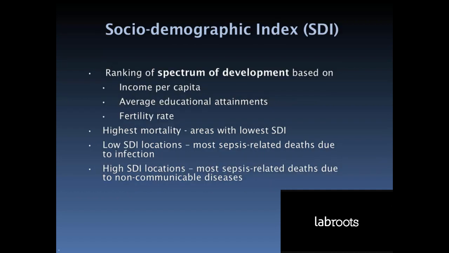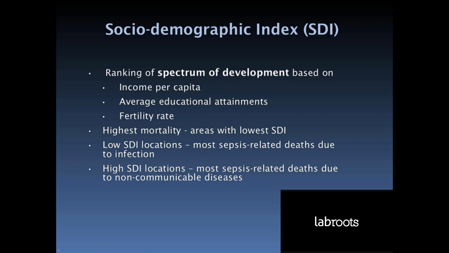The SDI is something to consider when comparing populations. It ranks a population's spectrum of development. This is based on things that can be measured: people's incomes, their level of education, and how successfully they breed. Here's what the SDI analysis tells us.